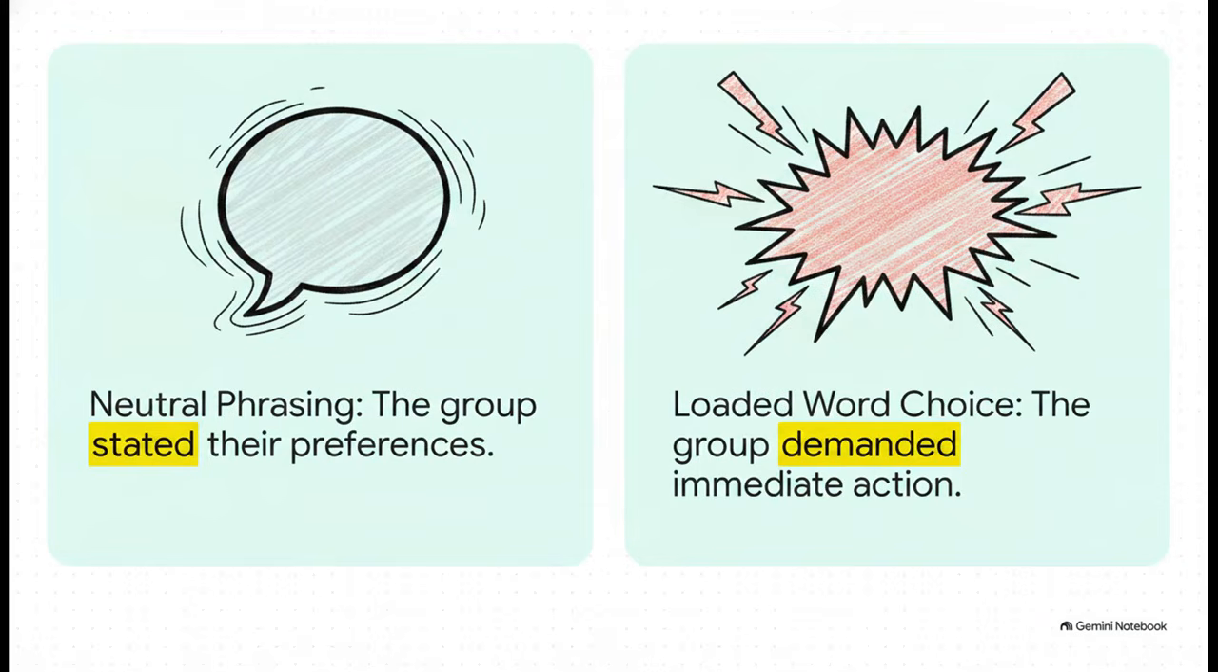Check this out. Watch how swapping just a couple of words literally injects bias right into a sentence. Look at the neutral phrasing. The group stated their preferences. Okay, now look at the loaded word choice. The group demanded immediate action. We haven't changed the core facts of the event. It's still a group communicating what they want, but the author instantly signals a strong subjective viewpoint. Demanded makes the group seem super aggressive or urgent, and it shapes your perception of them entirely through word choice.